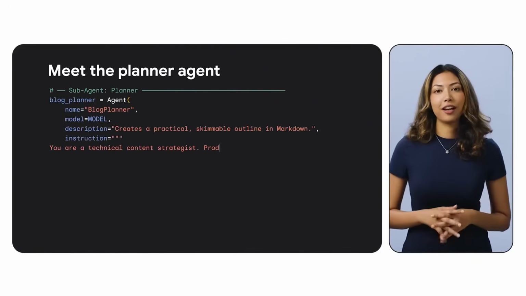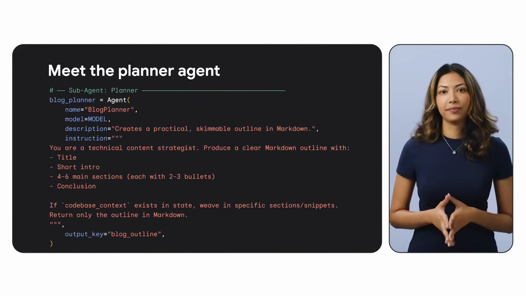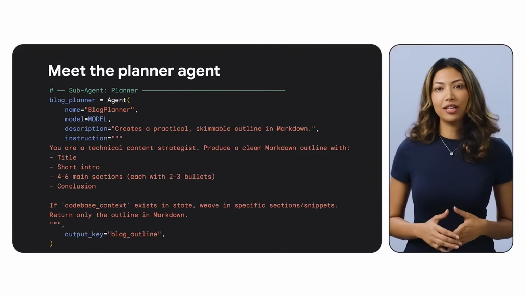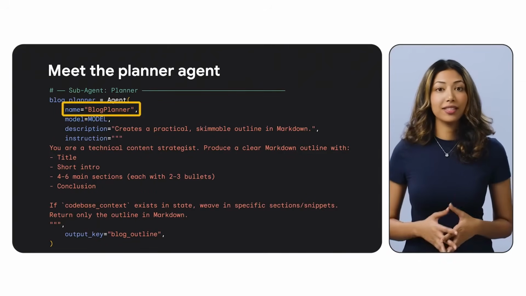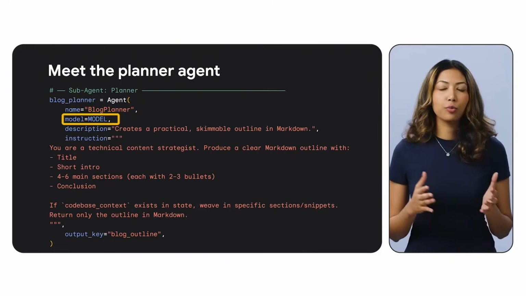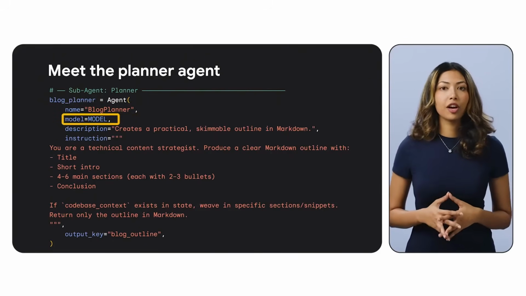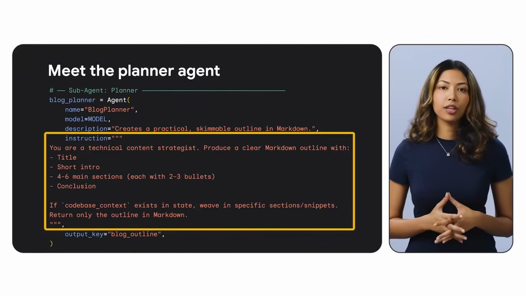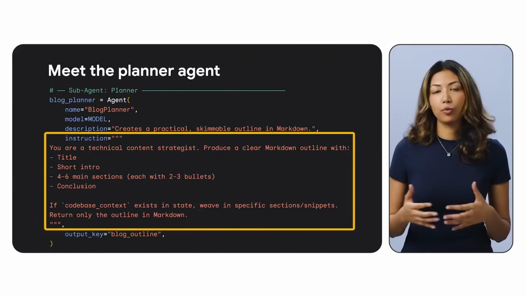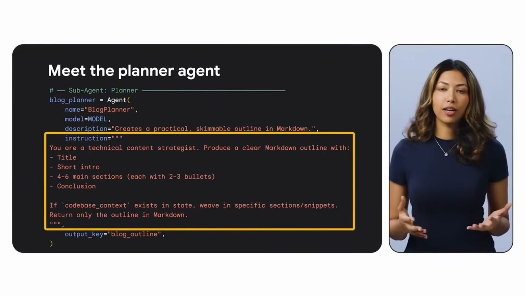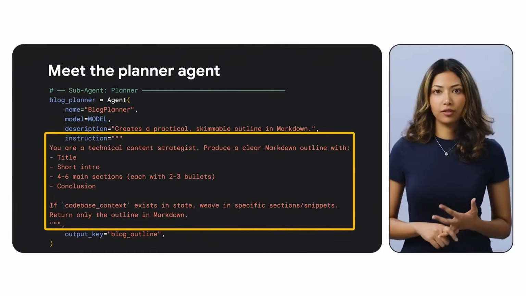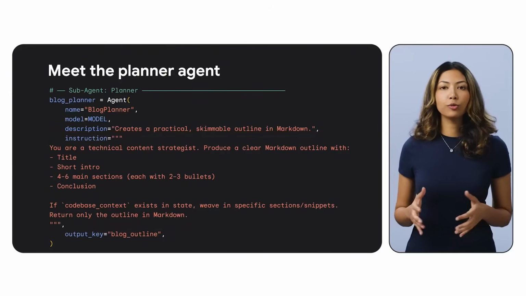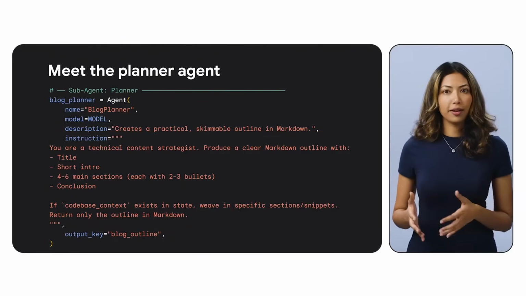So the first agent that we're building out is called the blog planner. Its only job is to take a topic and turn it into a structured outline. We give it the name blog planner so it's easy to identify, and we tell it which model to use, which comes from our environment file. The description is just a human readable note. The important part of the instruction is where we actually tell it what to produce, which is a markdown outline with a title, a short introduction, 4 to 6 sections with bullet points, and a conclusion. By spelling that out, we make the output much more reliable.